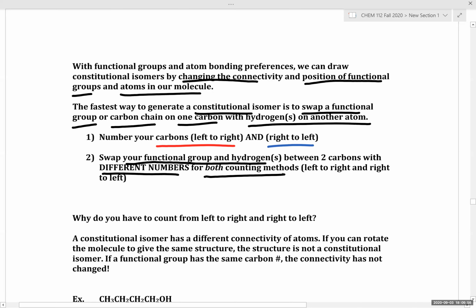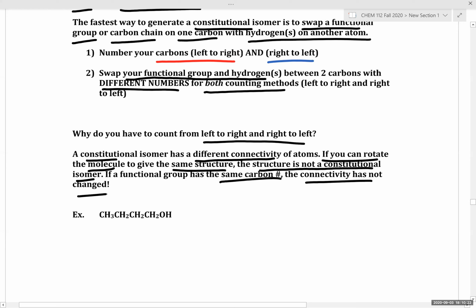Okay. Now, you may ask, why does this method actually work? Well, the reason why you count in two directions is that a constitutional isomer by definition has different connectivity. If you can rotate your molecule to give the same structure, the structure is not a constitutional isomer. If a functional group has the same carbon number, the connectivity has not changed.